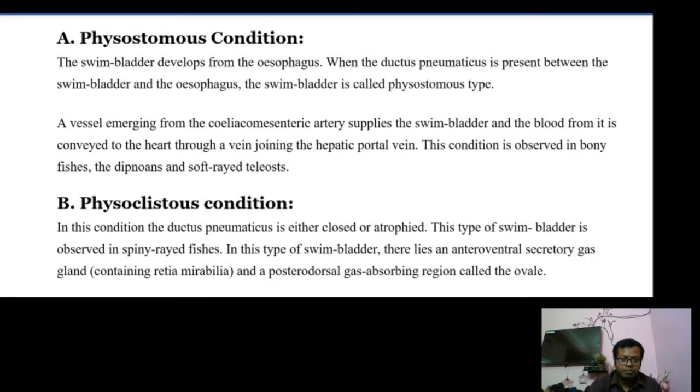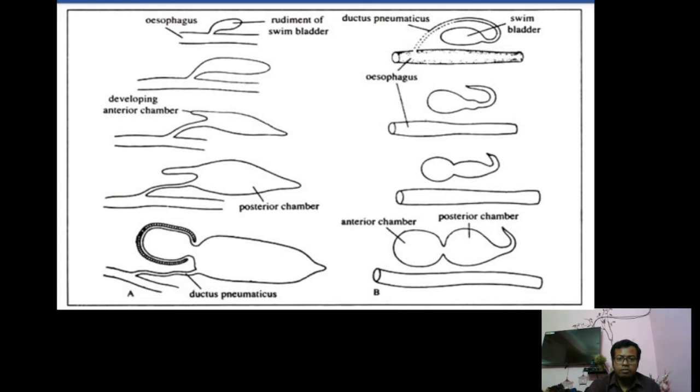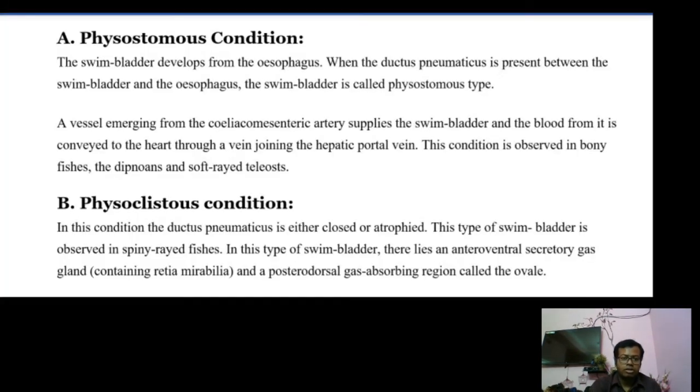But in the next picture, you can see the connection between the esophagus and the swim bladder is lost during the course of development. Therefore, this type of swim bladder is known as physoclistous type. Now, if anyone asks where you can find the physoclistous type of swim bladder, we can find it in spiny ray fishes. Spiny ray fishes have the physoclistous type of swim bladder.